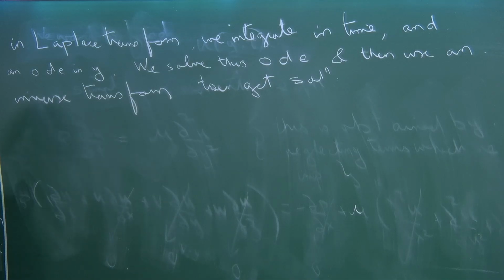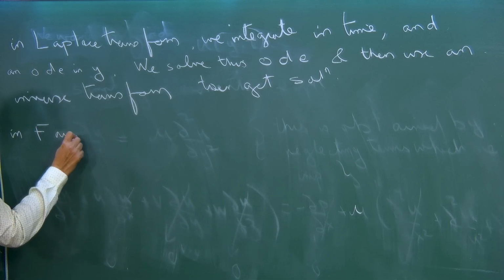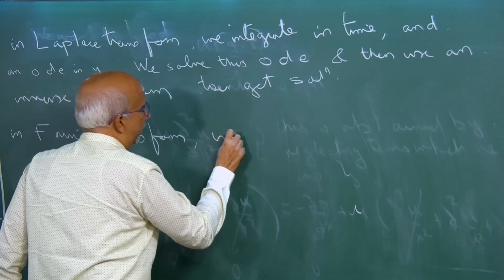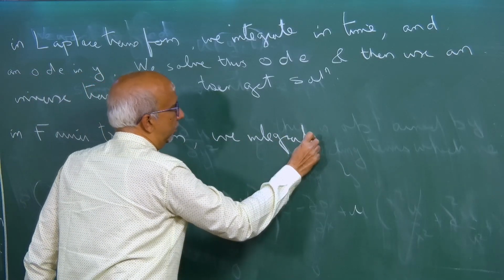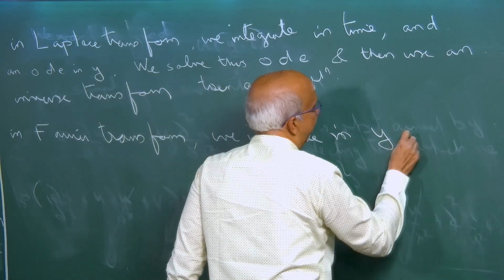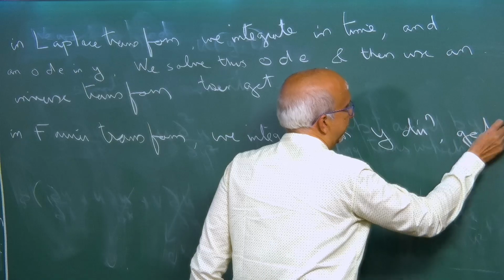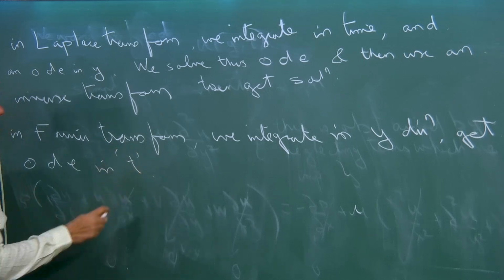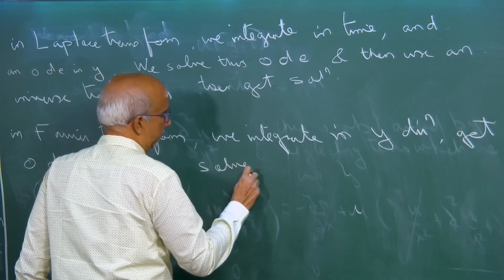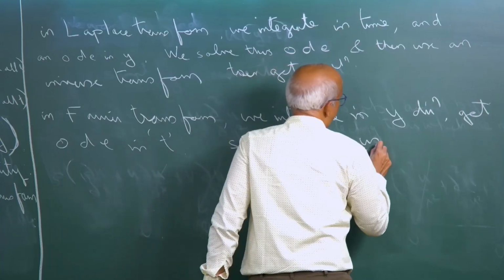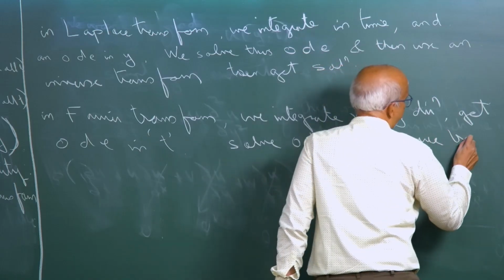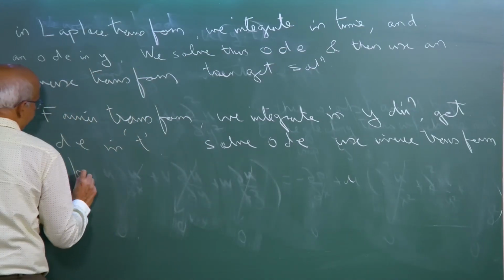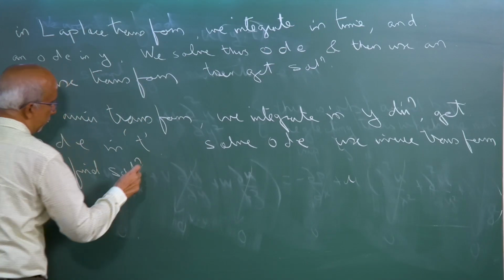What do you do if you do the other one? In Fourier transform, we integrate in the y direction, get an ODE in time, solve the ODE, use inverse transform to find the solution. Okay. That is basically what you do.